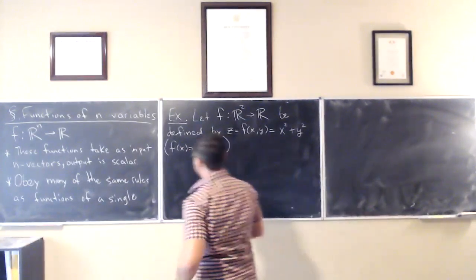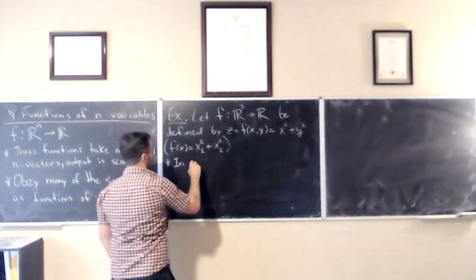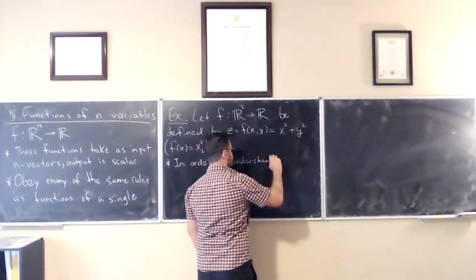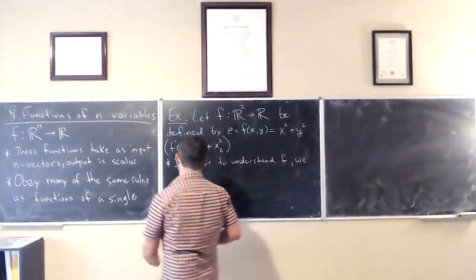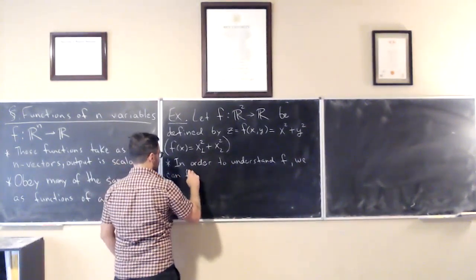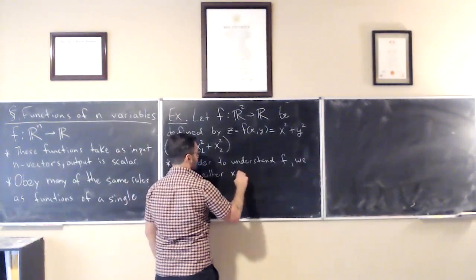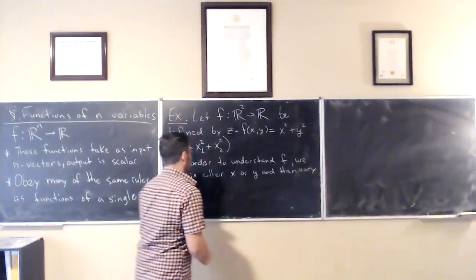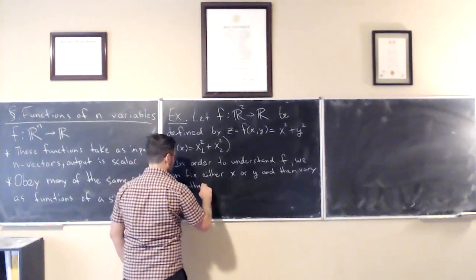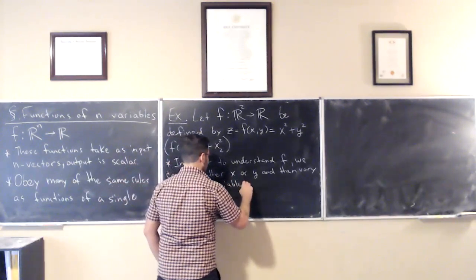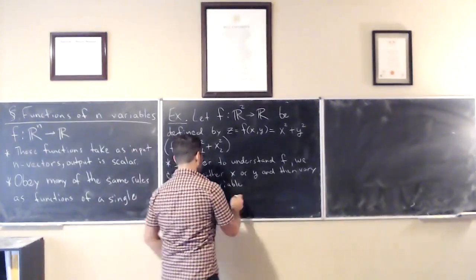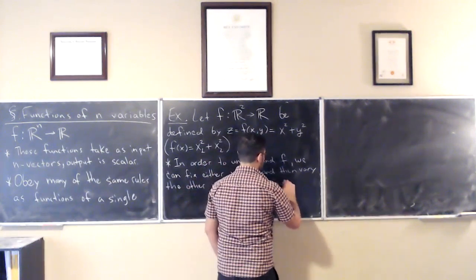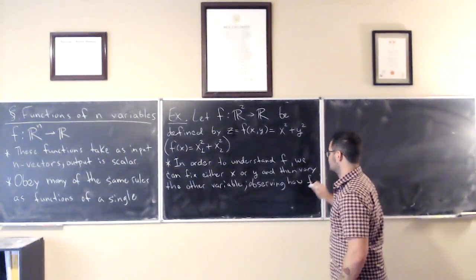So in order to understand f, we can fix one of the variables, either x or y, and then vary the other variable, or variables if you have more than two, all the while observing how f changes.